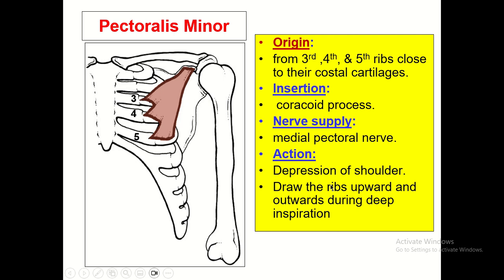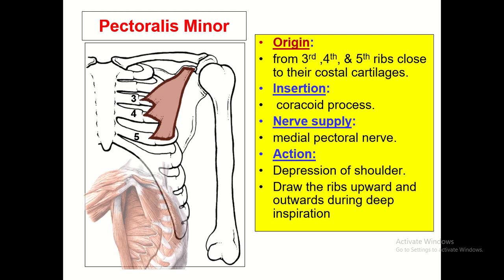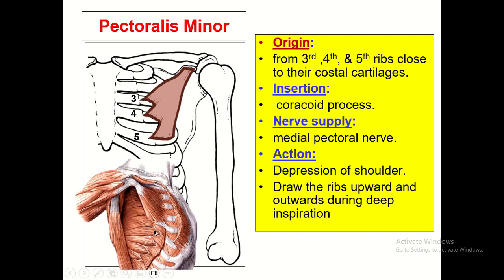Those are the actions: depression of the shoulder, and drawing of the ribs upwards and outward during forced deep inspiration. Right. So you can see clearly here, this is your pectoralis minor muscle. Very, very clear. Attaching to the coracoid process, originating from the upper three ribs and their intercostal spaces, innervated by the medial pectoral nerve. Its first action, it depresses the shoulder. The second action, it draws the ribs upwards and outward, facilitating inspiration. Done.